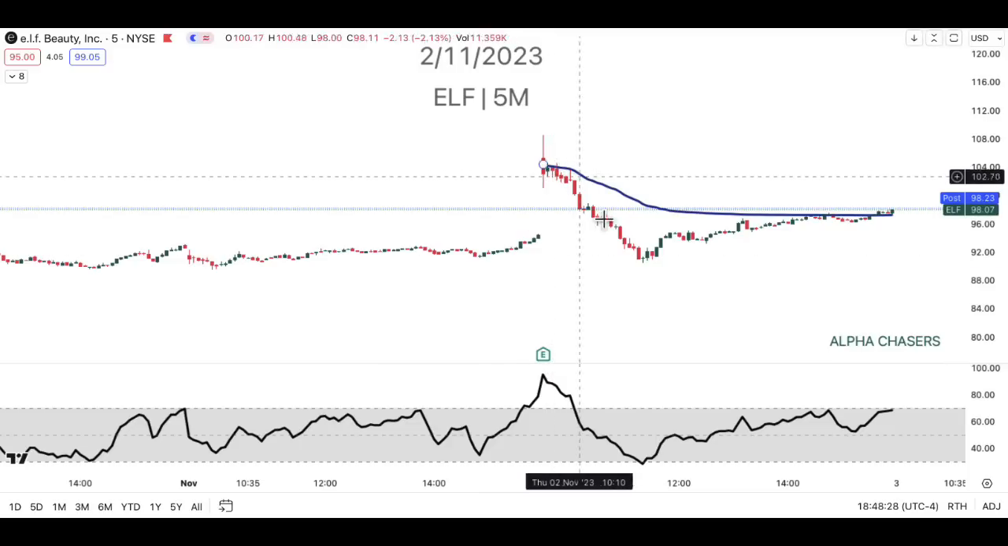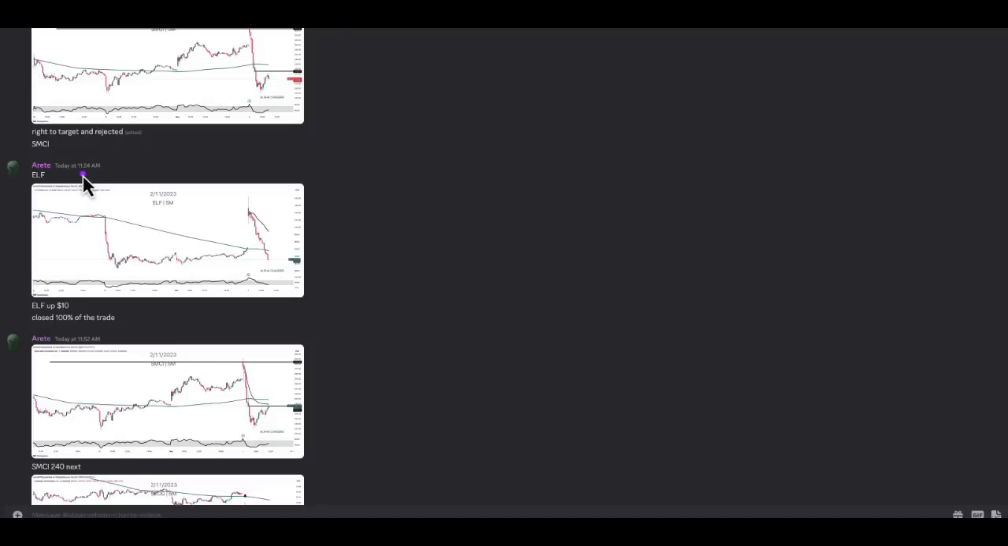What's really staggering is this. The live stream goes for about the first 90 minutes to an hour of the day, depending upon how busy we are. And then we had these other trades that we were putting on. You'll see there, this was SMCI. But what I want to point out is just this time frame right here. There we are up 10, and we closed 100% of the trade when we were down here.